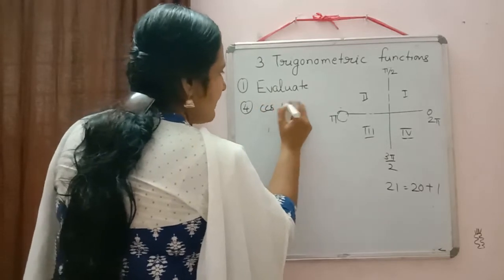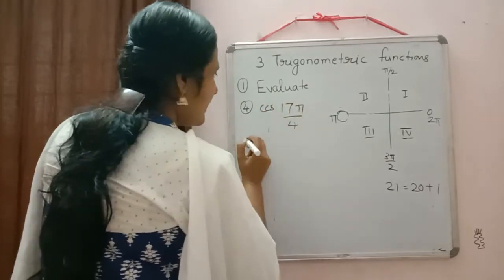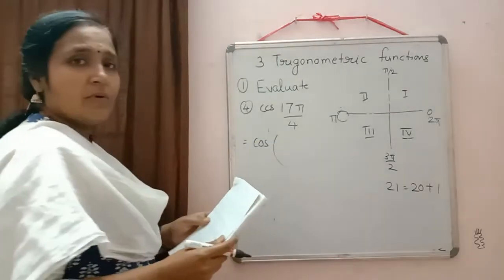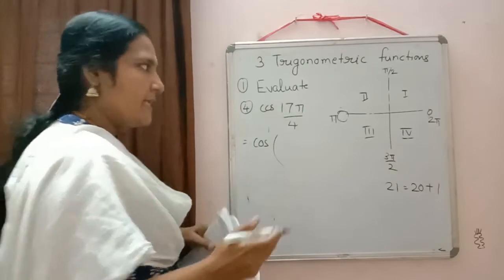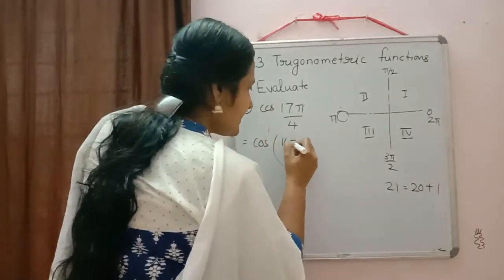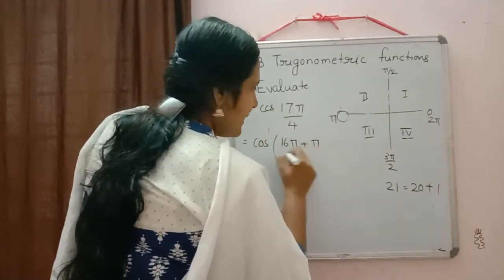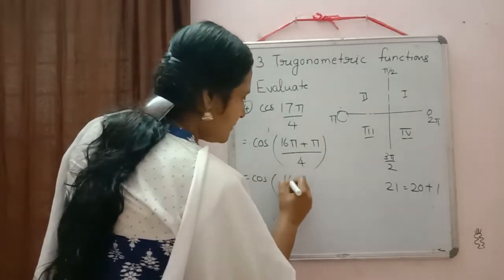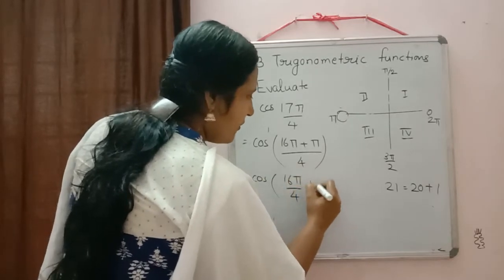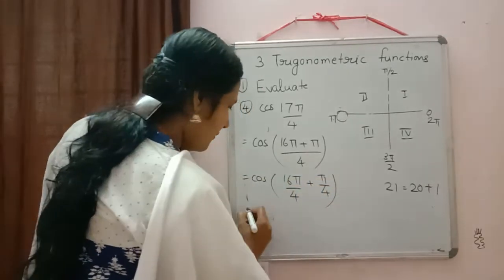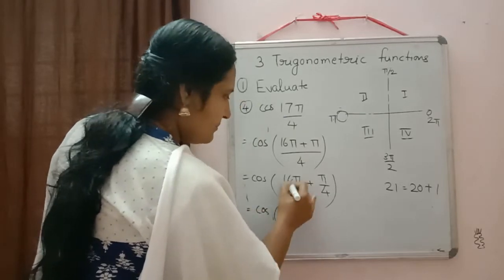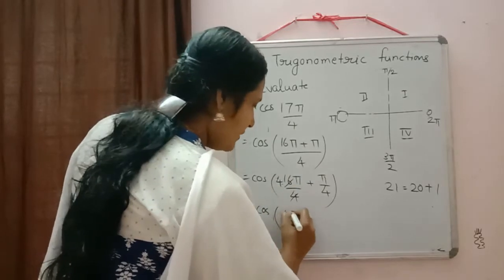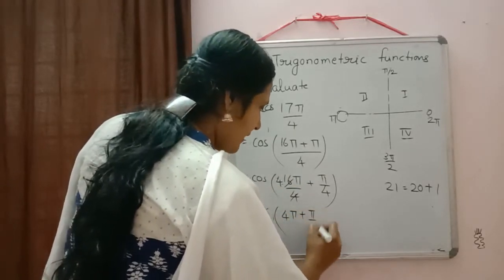Cos 17 pi by 4. Again, in the multiplication table of 4, the number which is nearest to 17 is 16. So 17 pi can be written as 16 pi plus pi by 4. Again, we can write down separately, then it will be equal to cos of 16 pi by 4 plus pi by 4. Here we can cancel, 4 4s are 16. So it will be equal to 4 pi plus pi by 4.